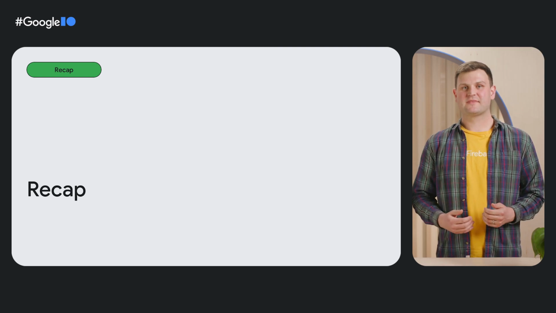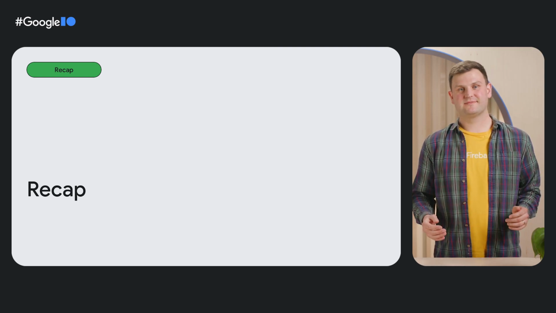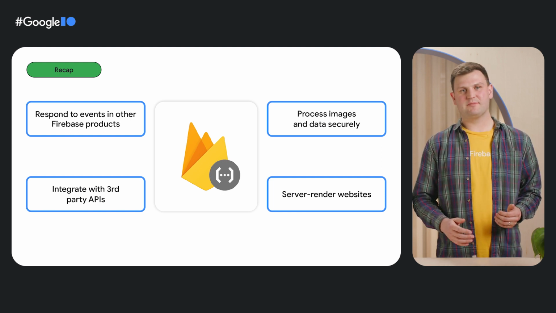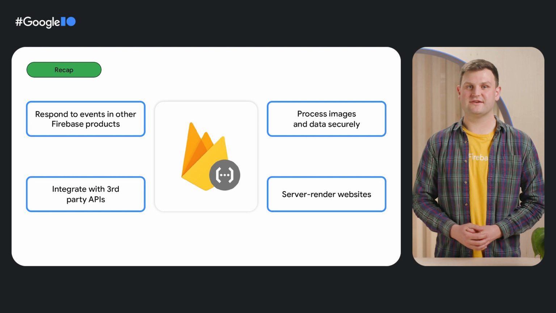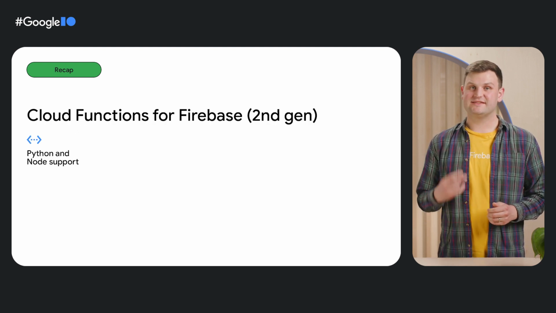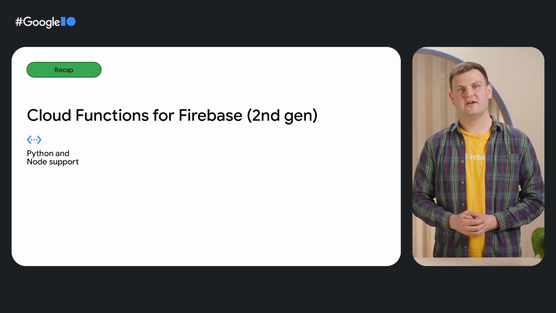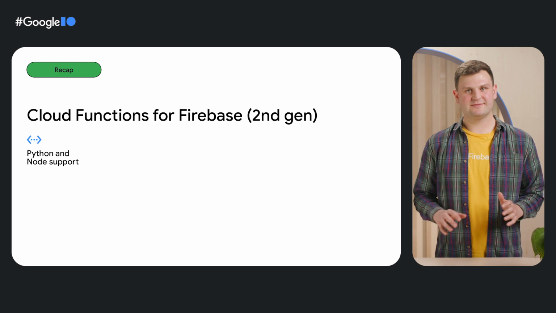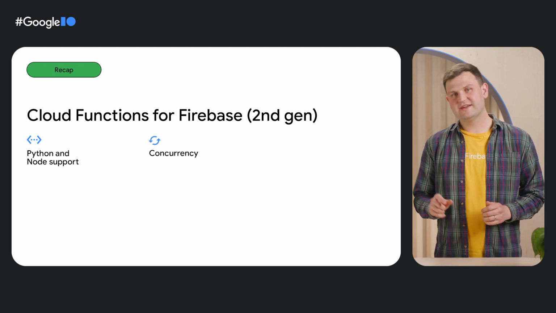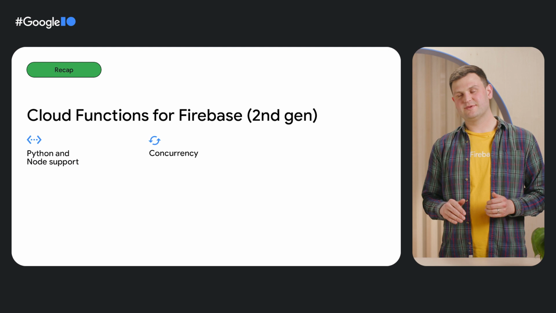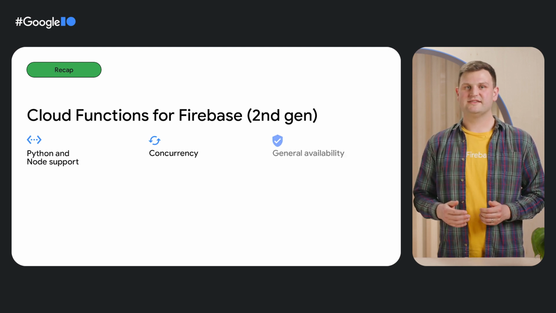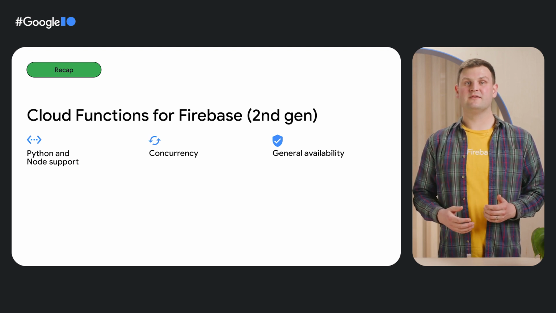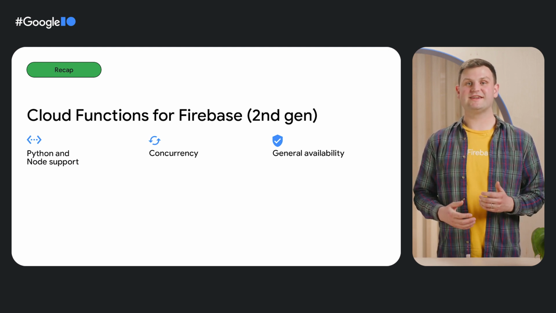We've covered a lot here. Let's recap everything we've discussed. We know Cloud Functions for Firebase lets us add all kinds of functionality to our app without having to manage or scale our own servers. And now, in the second generation of Cloud Functions for Firebase, we can finally use another programming language, Python, and the awesome ecosystem of libraries that accompanies it. We can also tune our functions to reduce cold starts with concurrency. And the second-gen infrastructure has graduated from public preview and is now generally available, which means we're confident that it will serve you well in production apps.